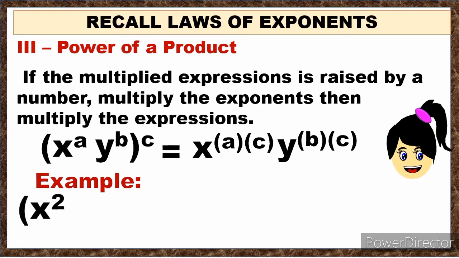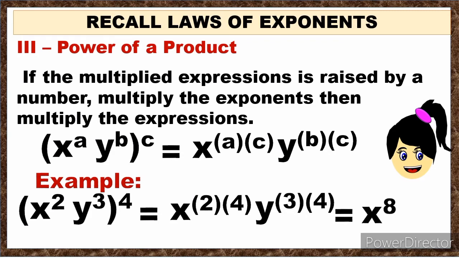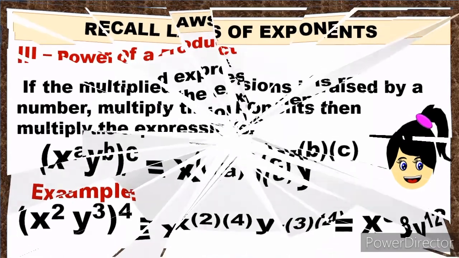Okay, example, we have x squared, y cubed to the 4th power. In this expression, we're going to distribute the exponent. We have x squared times the power 4. Then for y, we have y cubed times 4. Then it is equal to x raised to 2 times 4 is 8. Then y, 3 times 4 is 12. So we multiply their exponents.